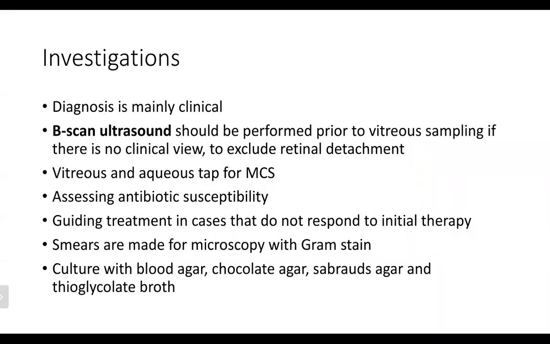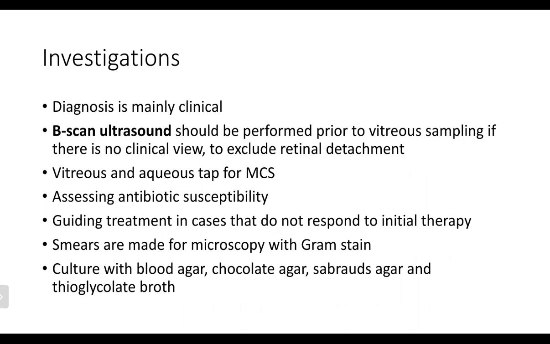For investigations, endophthalmitis is mainly diagnosed clinically, or you may need some investigations to help confirm the diagnosis, like a B-scan ultrasonography. Sometimes there may be corneal edema or marked vitritis that precludes a view of the posterior segment. So you may need an ultrasound scan, which will help you exclude retinal detachment and also show vitreous opacities that may be in keeping with the vitritis.